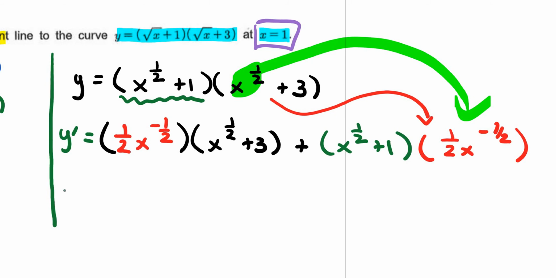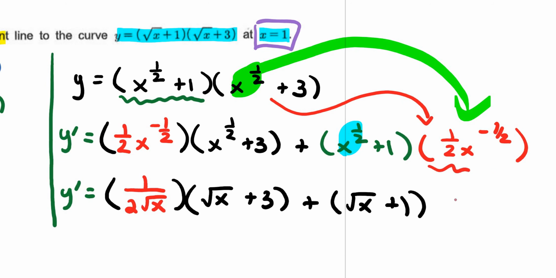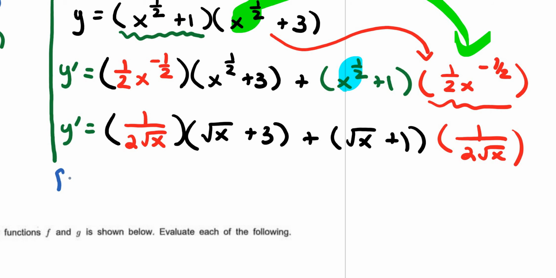Okay, so what I would recommend next is let's just go ahead and simplify this. This is going to be 1 over 2 root x times root x plus 3 plus, and then this part right here, I'll leave that as root x plus 1, and then this part right here, I'll leave that as 1 over 2 root x. Okay, so I'm changing my powers back into radicals.